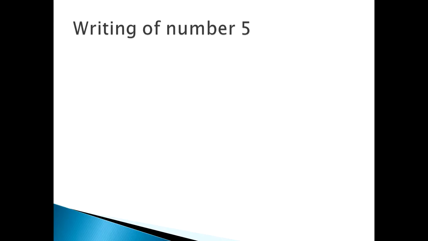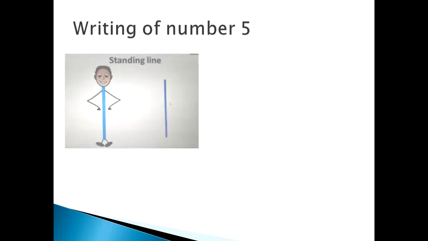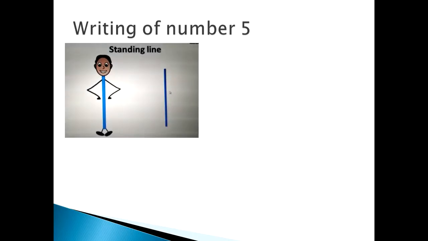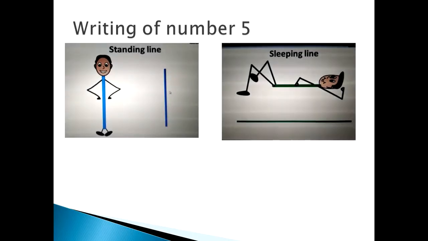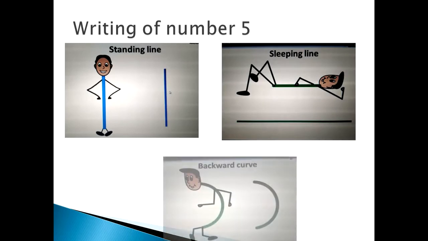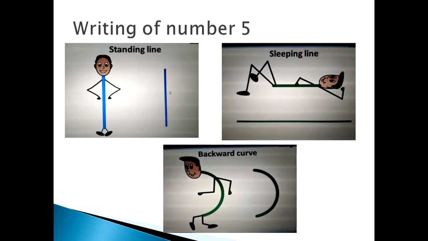Before we start writing, remember that this is a standing line, this is a slipping line, and this is a backward curve. We use these lines to make the number 5. Once again, the first one is the standing line, the second one is the slipping line, and the third one is the backward curve. Is it clear?